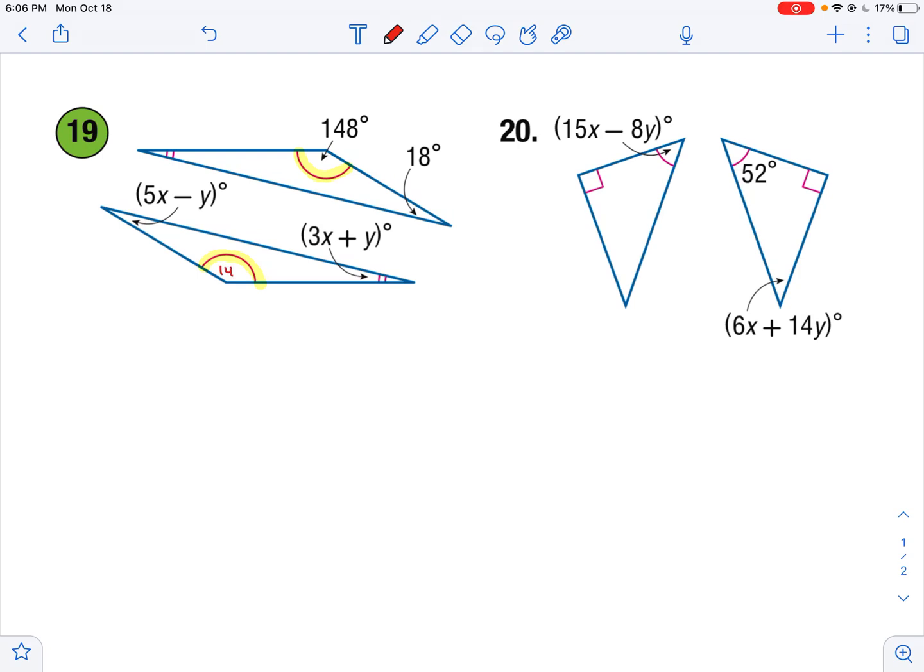So this is 148 because it must be congruent to the corresponding part. All right, this part here has no marking. So it must correspond to the part with no marking. So I know that 5x minus y must be the same as 18.